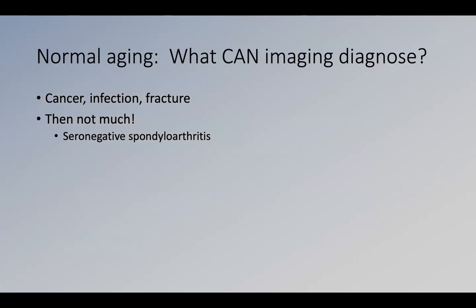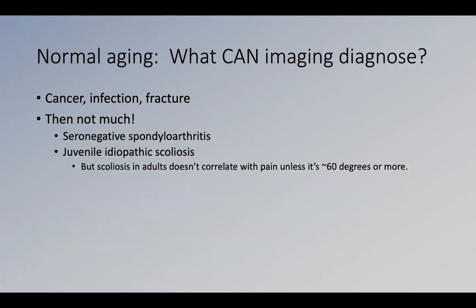Seronegative spondyloarthritis, right? Ankylosing spondylitis in the sacroiliac joint. Juvenile idiopathic scoliosis at a certain angle. This begins to be a trouble, and it's good to see that in a young person. But on an adult, if you see scoliosis, it's got to be pretty big before it correlates with pain in a population. So if somebody comes in saying, I've got scoliosis, my wife noticed it. You're like, yeah, but I wonder where you hurt, because I'm not going to buy that as the cause.